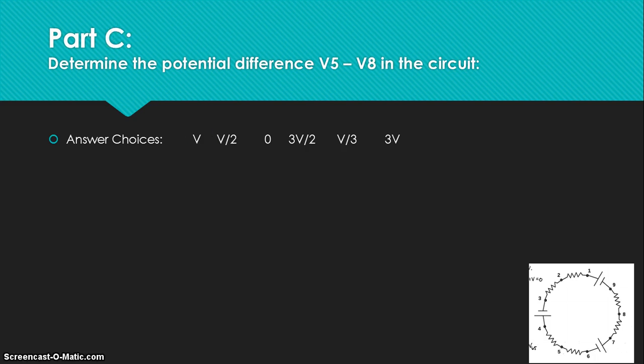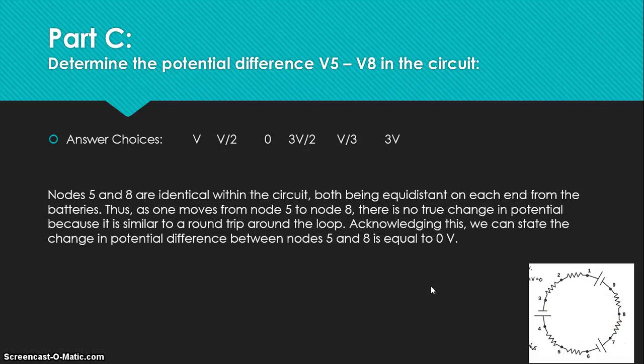Part C of question number 2 wanted you to find the potential difference, this time between nodes 5 and 8, given the same answer choices. We apply our node rule again, and because we know that they are identical and that they are each an equidistant distance away from each of the batteries, we can say that node 5 and node 8 are equivalent.